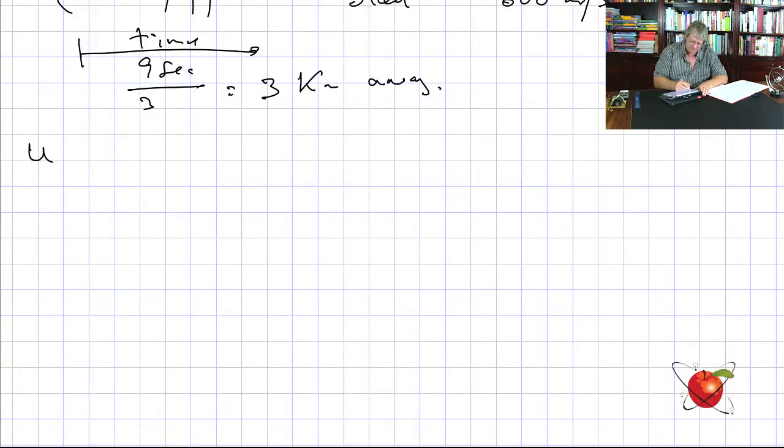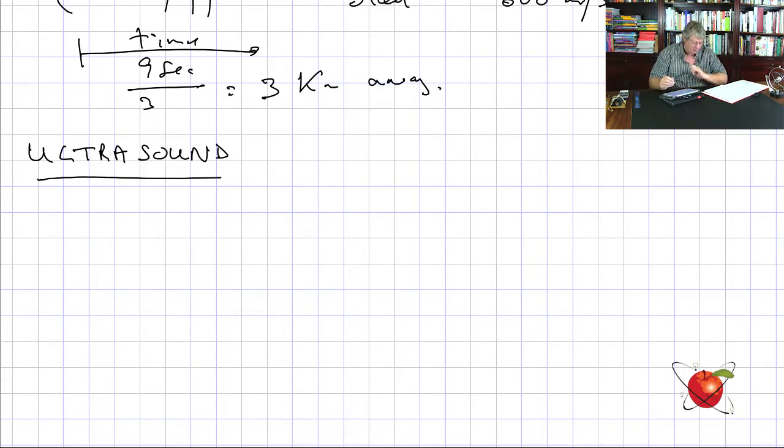The last part, I think this is the last part of this, is this concept here we have to deal with. Ultrasound. What is ultrasound? The human ear can hear from 20 hertz, which is a whisper, right up to 20,000 hertz, which is 20 kilohertz. Very low, very high. Now, what are we saying?